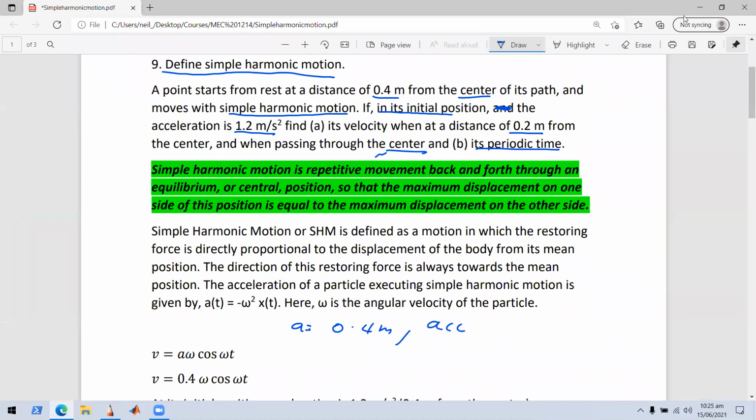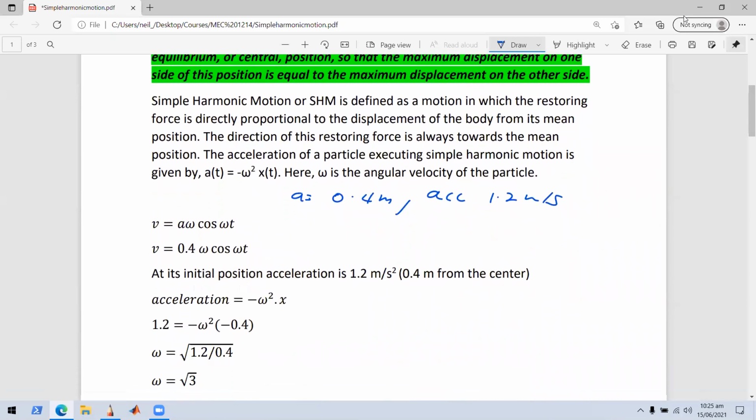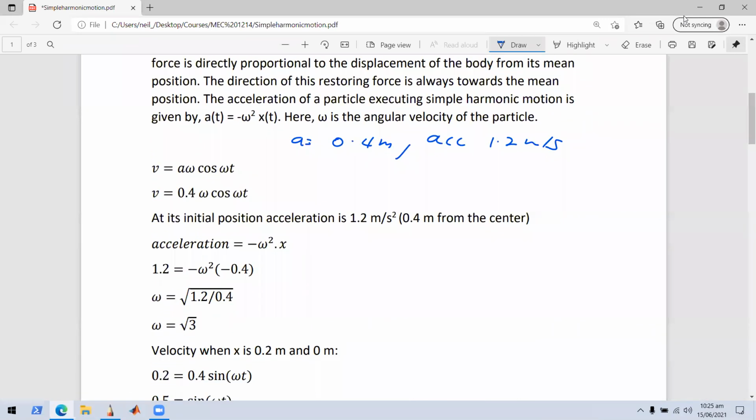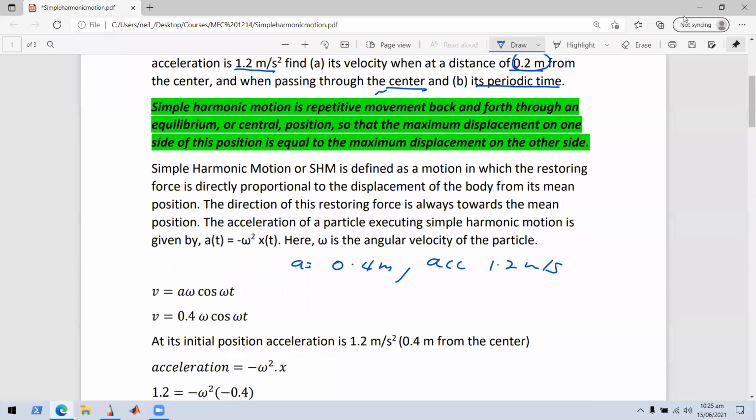Acceleration is 1.2 meters per second squared, right? And we need to find the velocity when it's a distance of 0.2 meters and 0 meters from the center. Per second squared, sir. Is it second squared? Is that what you're saying? Yes, sir. Okay.